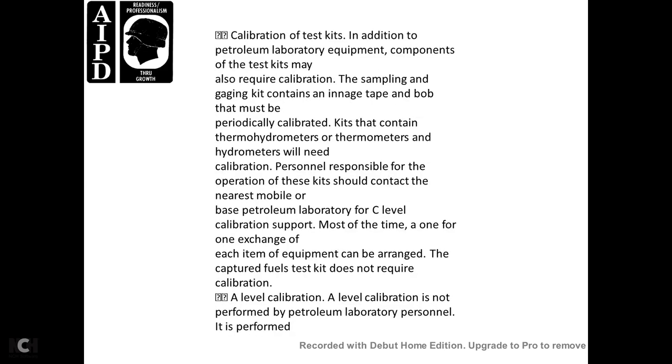Calibration of testing equipment: in addition to the control and laboratory equipment, components within the test kit may also require calibration. The sample gauge kit contains the thief, the type, and bob that must be periodically calibrated, and the kit also contains a thermohydrometer. The thermometers and the hydrometers will need calibration. Personnel responsible for the operation of these kits should contact the nearest mobile-based petroleum laboratory for C-level calibration support. Most of the time, a one-for-one exchange of each of the items can be arranged with the captive fuels.